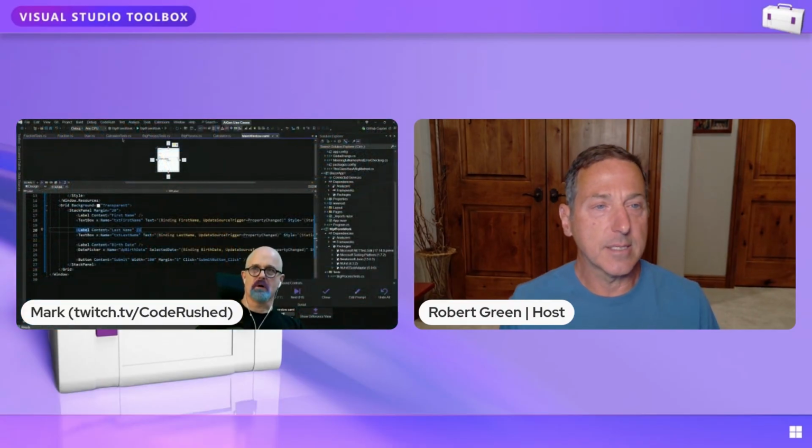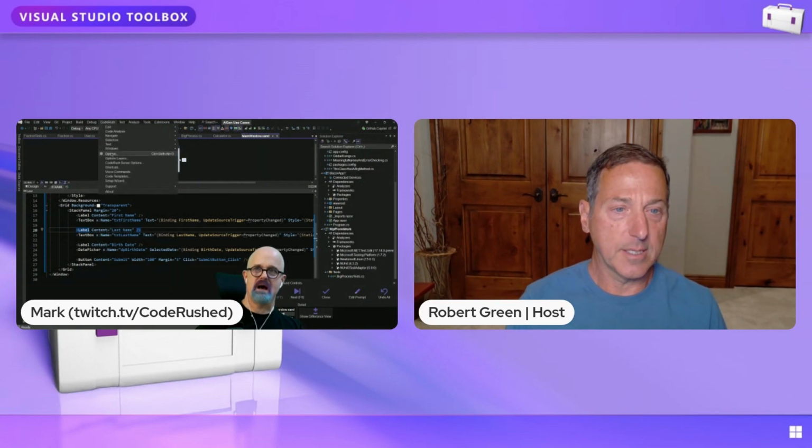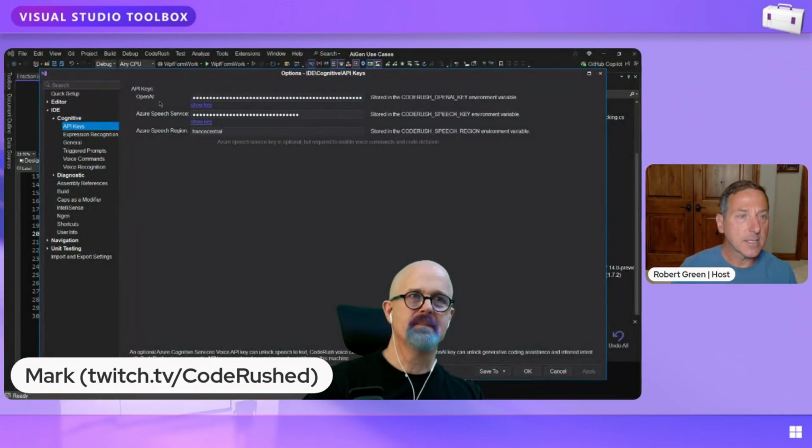Do I need anything in addition to CodeRush and Visual Studio to do this? Yes, in order to make this work, you're going to need two API keys. One of the API keys is for OpenAI, and you're also going to need an Azure Speech Service API key. You'll need both of those.